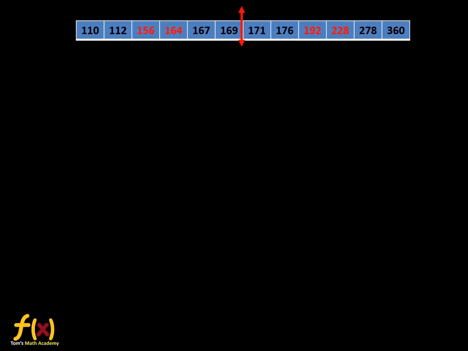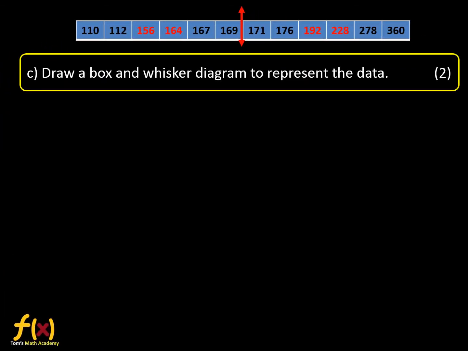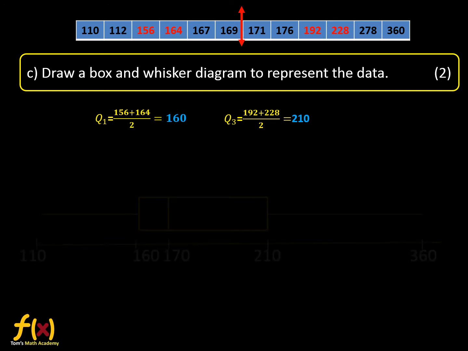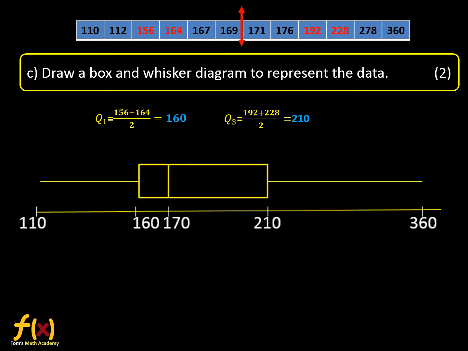Now we go to another question. Draw a box and whisker diagram to represent the data. Okay, of course we know the minimum value, maximum value, the median, we got 170. Now we also have to calculate the Q1 and Q3. Do it very carefully. In the middle, we have 2 numbers in the second half and the first half. So you take the average. So Q1 is 160, Q3 is 210. We draw the box and whisker diagram. Okay, that is the answer.